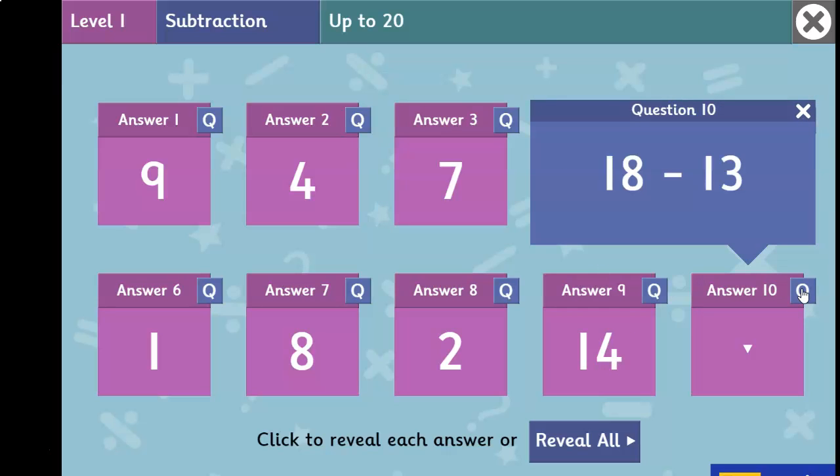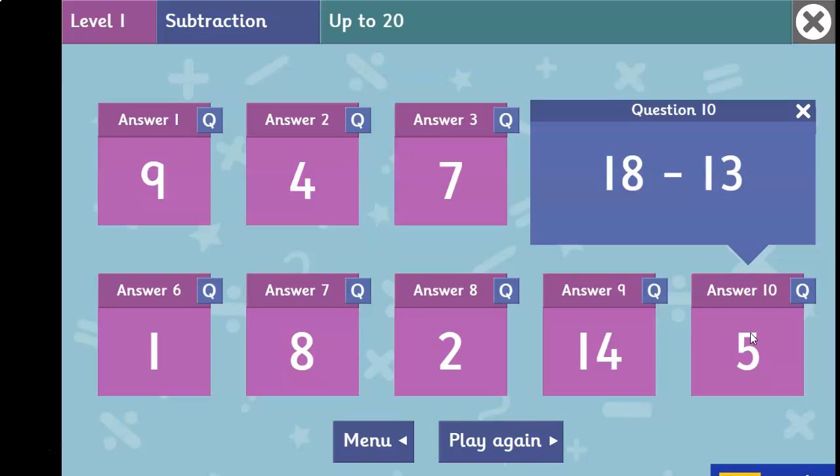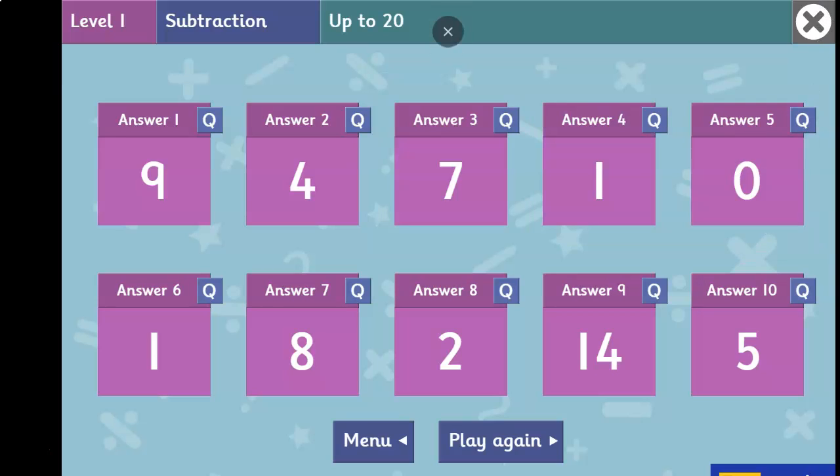And 18 take away 13. Let's count up from 13 to 18 and see what we think it might be. 13, 14, 15, 16, 17, 18. I can see 5 fingers on my hand. Aha! It was 5. How many did you get out of 10 this time? Did you get better than last time?